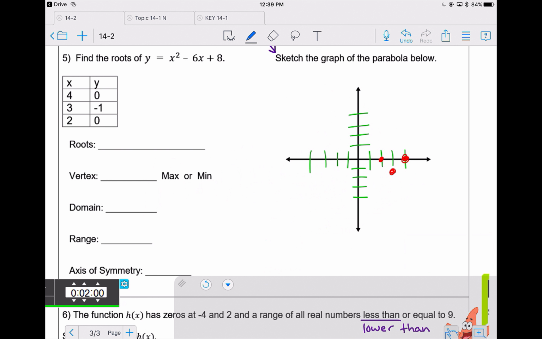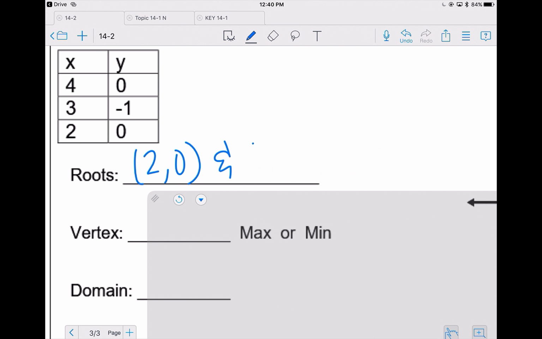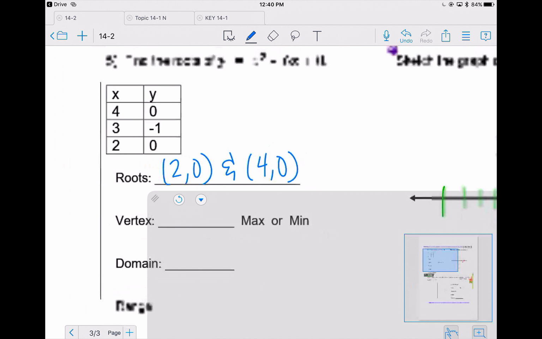So I can see just from my sketch, without even drawing the graph, my roots, where it crosses the x-axis, my x-intercepts, my zeros, my solutions, all mean the same thing. My roots are these two points right here where they're crossing the x-axis. So those would be the points (2, 0) and (4, 0).